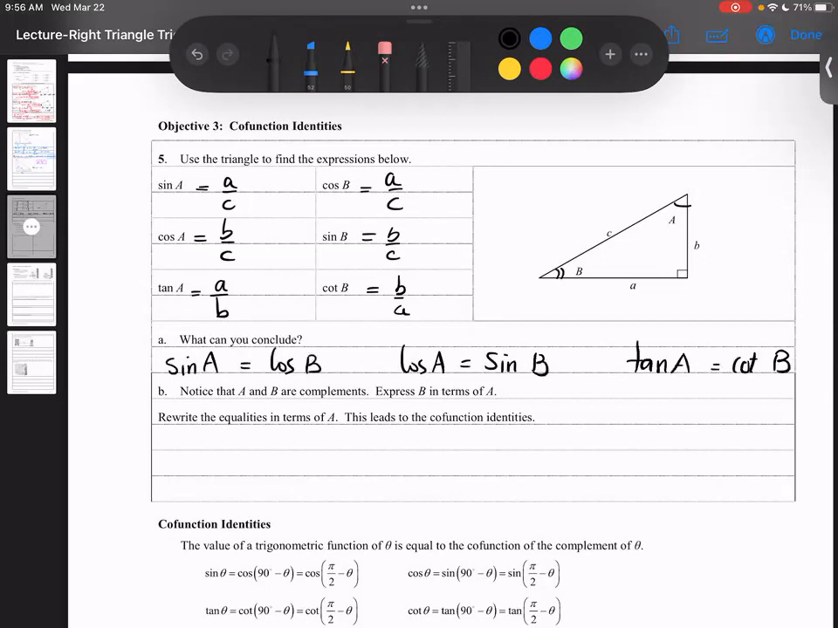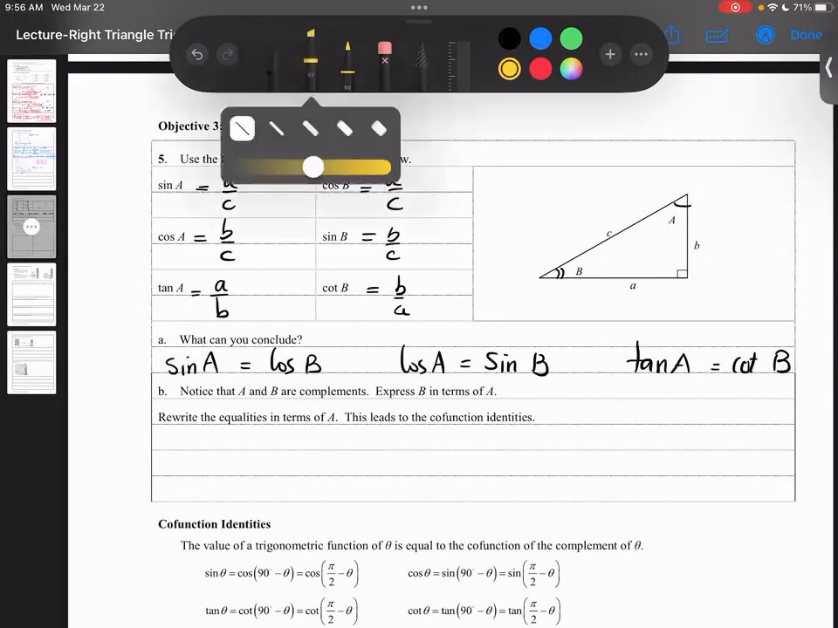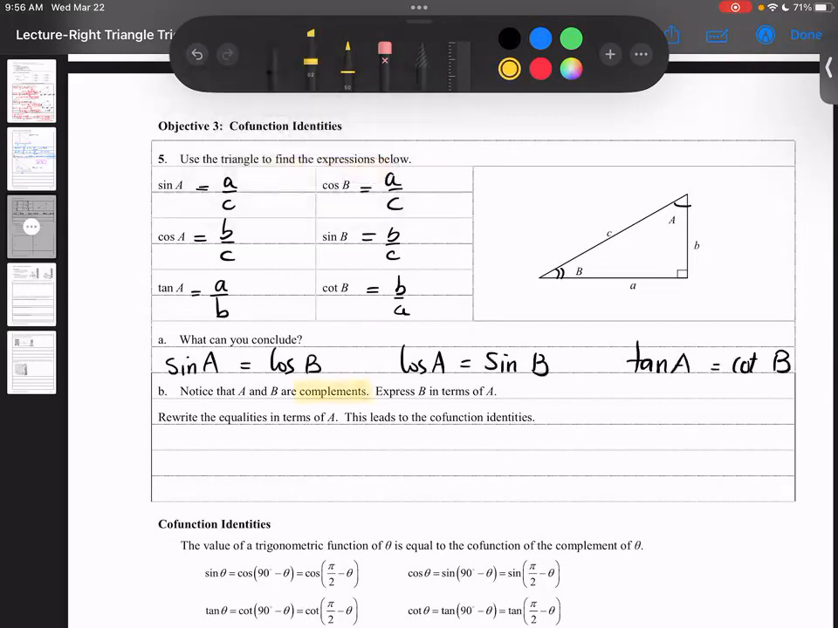Note that A and B are complementary. What does complementary mean? Do you guys remember what complementary means? The two angles add up to 90 degrees, right? Angle A plus angle B is equal to 90 degrees.